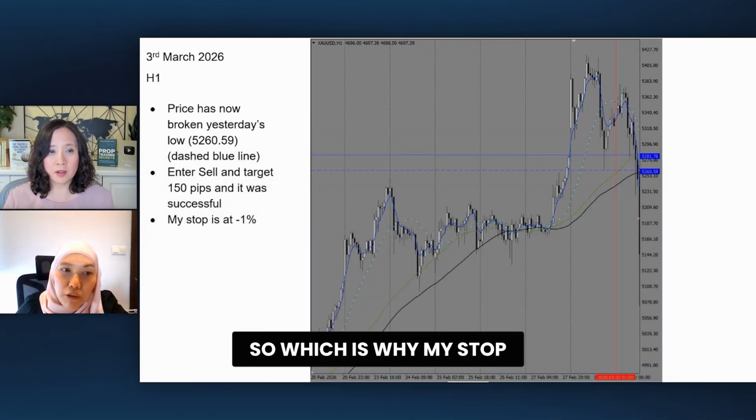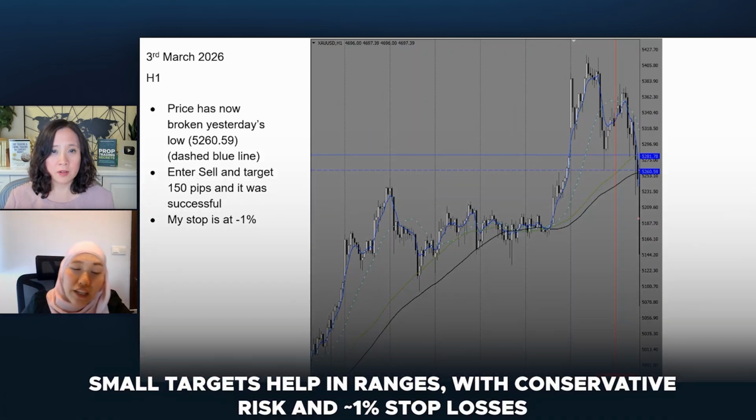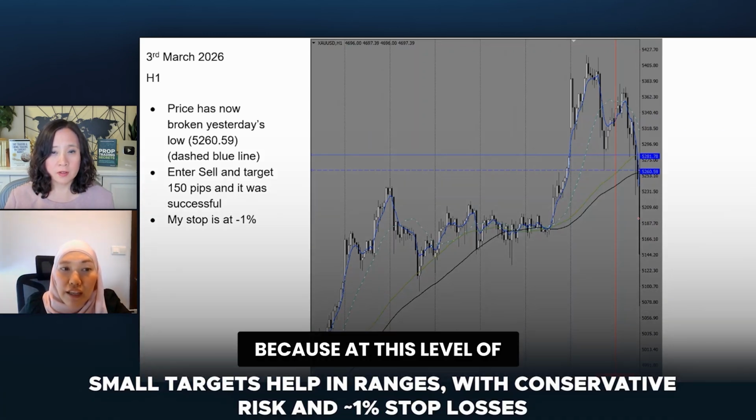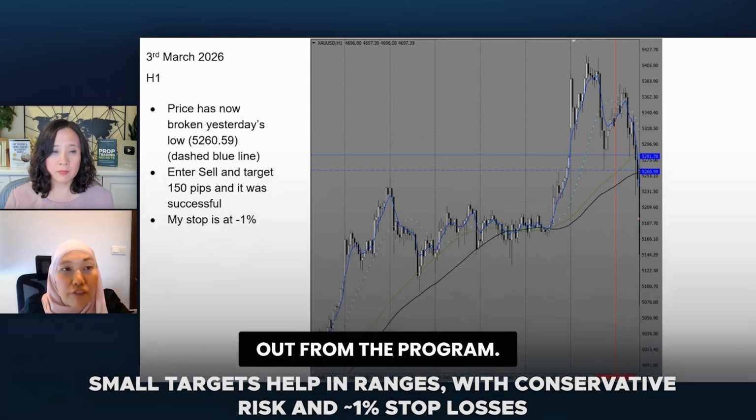So which is why my stop loss is very conservative at -1%, because at this level of -1%, it allows me to have 10 tries before I get kicked out from the program.